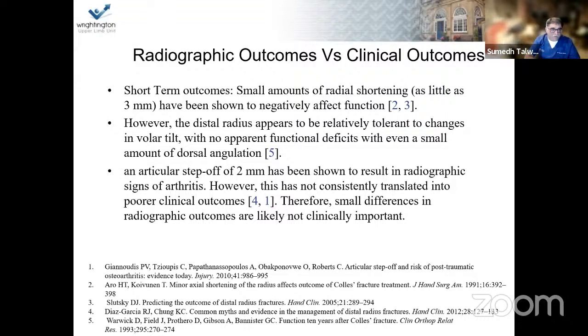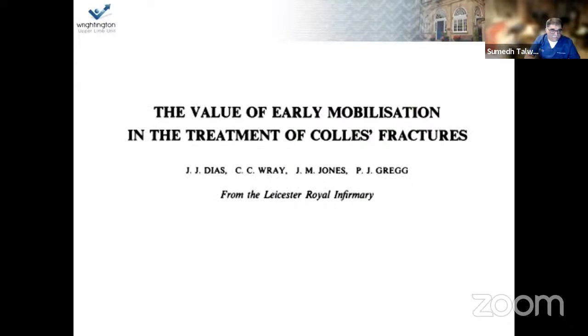You see that small amounts of radial shortening can affect function. The tilt seems to be more forgiving. And we'll come to the articular step a little bit later because a lot has been written about it by J.C. Jupiter and by other colleagues. Let's look at this trial which occurred in the 80s where Joe and his colleagues looked at treating minimally displaced distal radial fractures and mobilized them very early. They looked at nearly 187 patients who were randomized between using a plaster and mobilizing them early with a crepe bandage. And they found that using a crepe bandage alone in minimally displaced fractures produced better results.